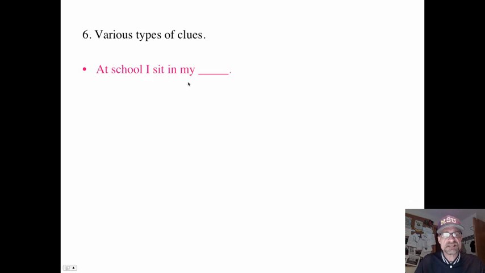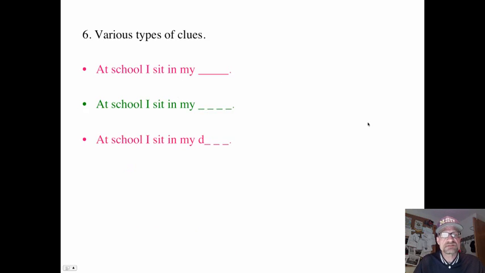There are various types of clues you can give students. At school, I said in my, boys and girls, what word makes sense there? At school, I said in my, you can give them letter cues. I prefer this one, but know that there are a variety of clues that you can give. At school, I said in my, you can give them the first letter, or you can give them the last letter. This is my preferred up here.